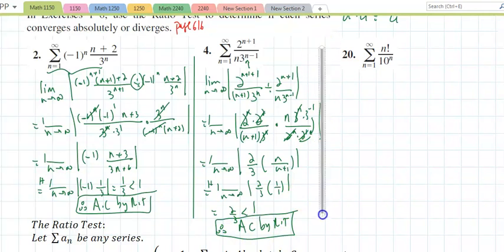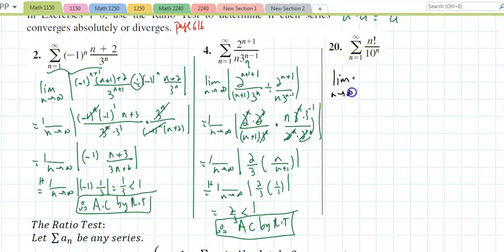And if I see a factorial and an exponential, then that's definitely, remember the problems back in section 10.3, I said when we get to the ratio test we could do it. We skipped number 65, I think. Limit as n approaches infinity of n plus 1 divided by 10 to the n plus 1, divided by n factorial divided by 10 to the n. That is the limit as n approaches infinity.